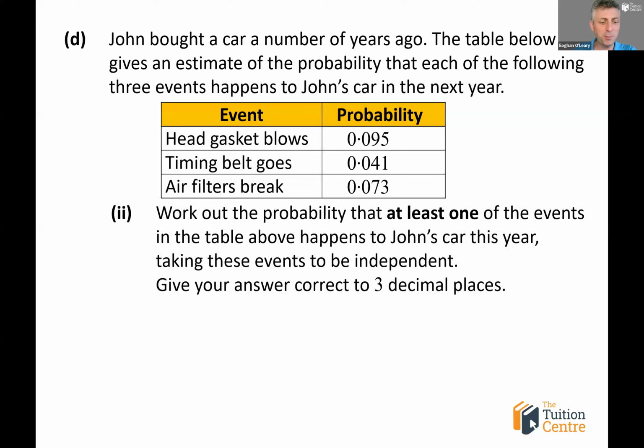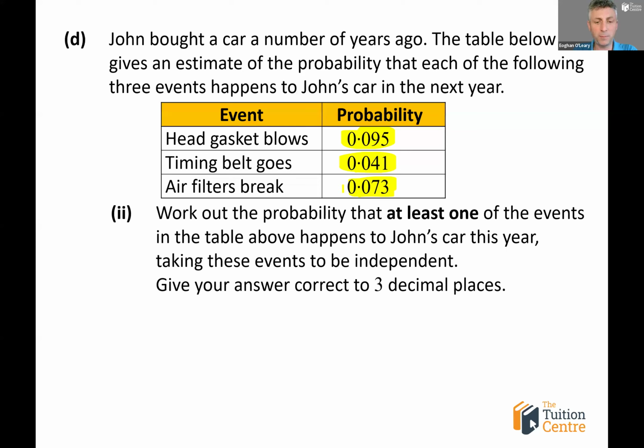Again, you can pause here now and try this question yourself. John bought a car a number of years ago. The table below gives an estimate for the probability that each of the following three events happens to John's car in the next year. The head gasket blows: probability 0.095. The timing belt goes: 0.041. The air filter breaks: 0.073.